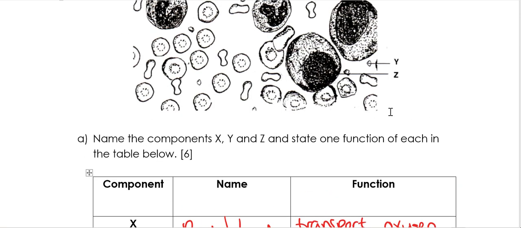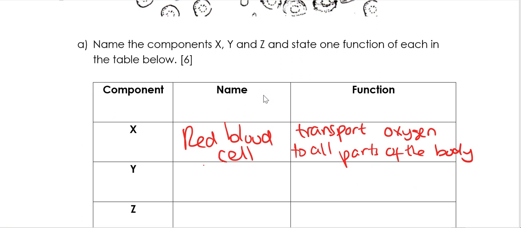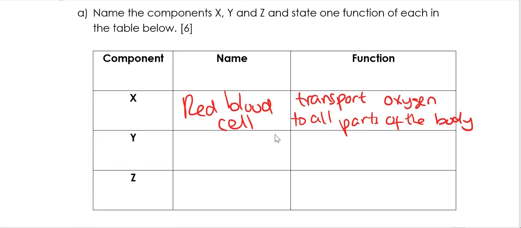Z, oh wait, sorry, Y is not a white blood cell. Y is right here. Oh my gosh, what is wrong with my eyes? So Y is actually a platelet. I'm so sorry. I hope that you guys didn't write that down, and I hope that you found my mistake right there. So Y is a platelet, and platelets help with this thing called blood clotting.